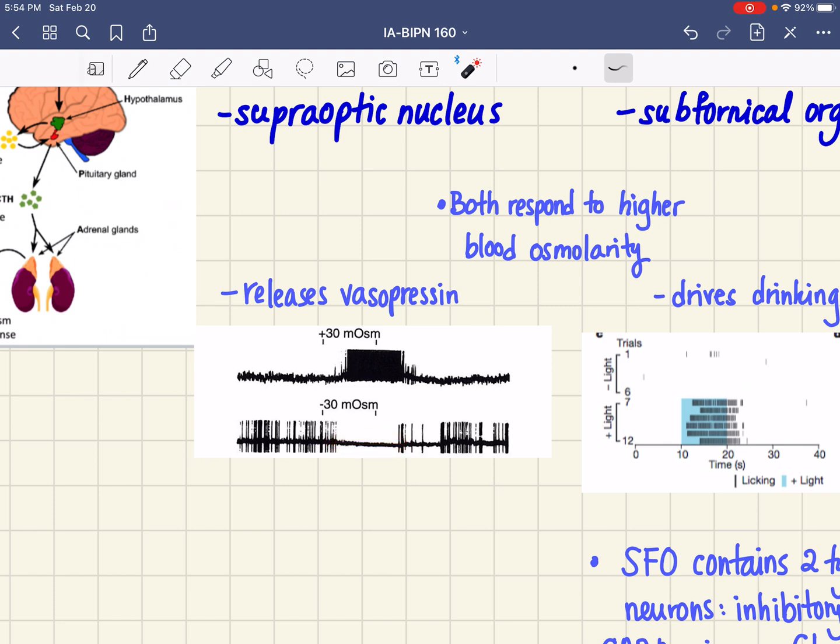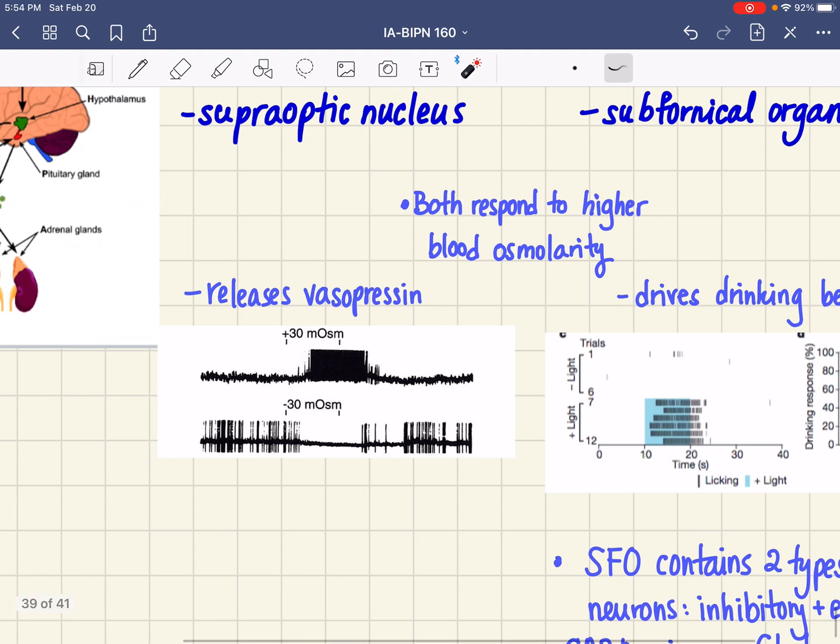And if it's not firing, then we will not release vasopressin, otherwise known as ADH, because if we already have a lot of water in our blood, we don't want to retain any more water. So we will not release vasopressin. So that's how the supraoptic nucleus works.